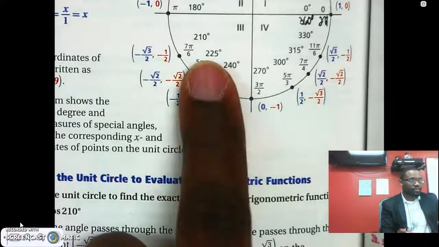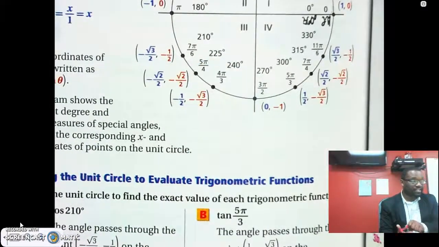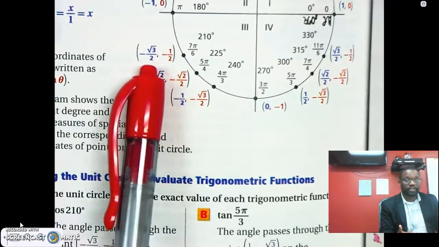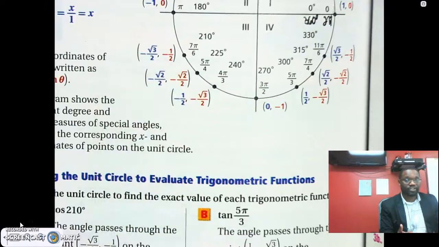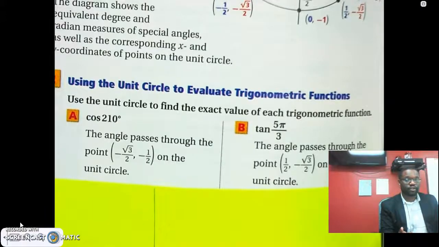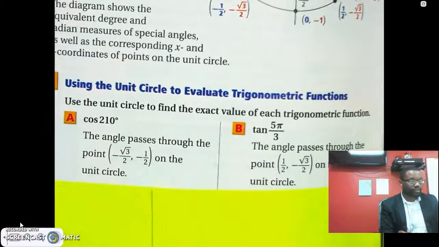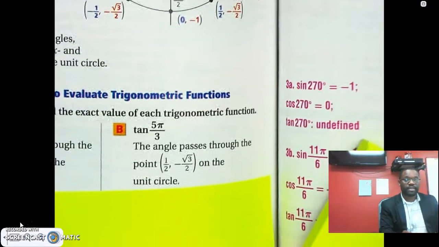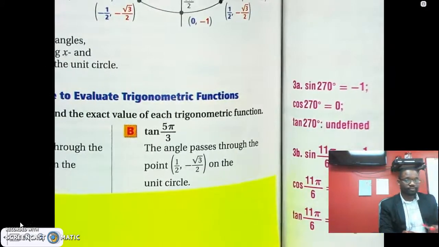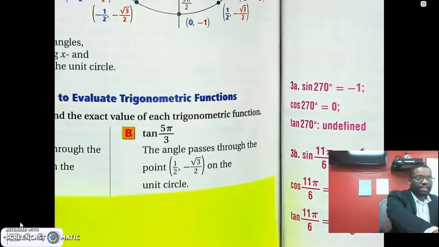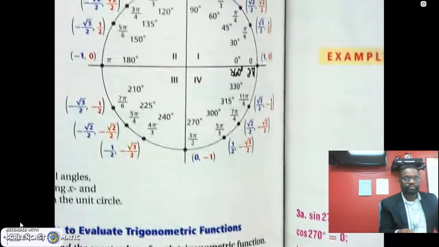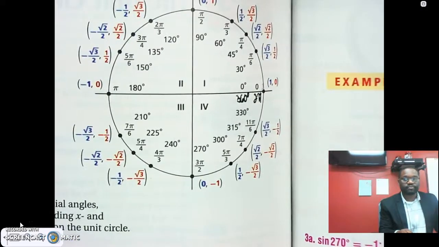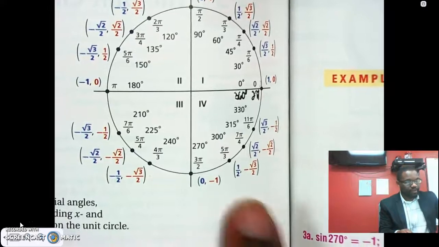Here's 210 right here. The cosine is always the x. We just talked about that. So the answer is negative square root of 3 over 2. So the exact value of the cosine of 210 is negative square root of 3 over 2. Now notice on B, they want 5 pi over 3. It tells us the point that it passes through, but let's just go find 5 pi over 3 on the unit circle. All right? Do you see 5 pi over 3 anywhere? All right, 5 pi over 3 is here.